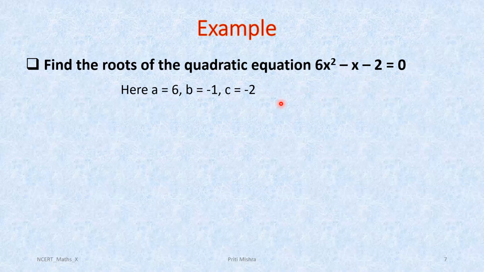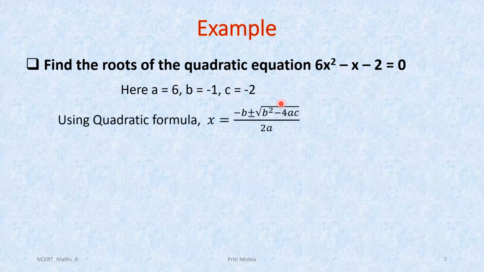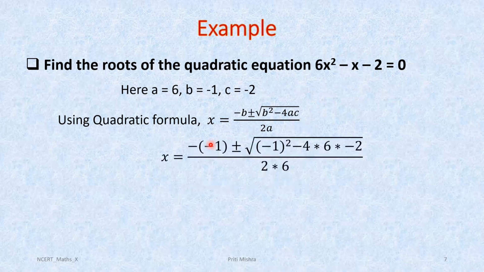Now we will put all these values in the quadratic formula, which is x equals minus b plus minus square root of b square minus 4ac upon 2a. Let's put all these values. So x equals minus of minus 1, as b is equal to minus 1, plus minus square root of (minus 1) whole square minus 4 into 6 into minus 2, whole upon 2 into 6.